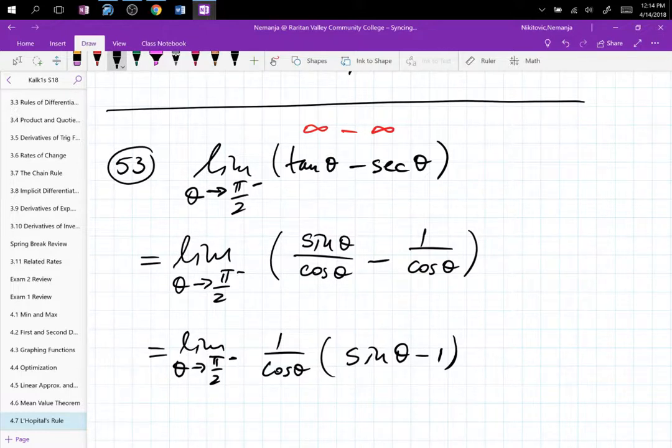I hope you see that this is now infinity times 0, because cosine of pi over 2 is 0, and 1 divided by 0 is infinity. And sine of pi over 2 is 1, and 1 minus 1 is 0. So infinity times 0.